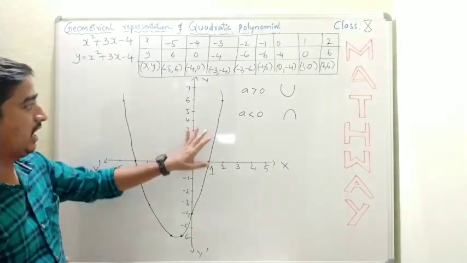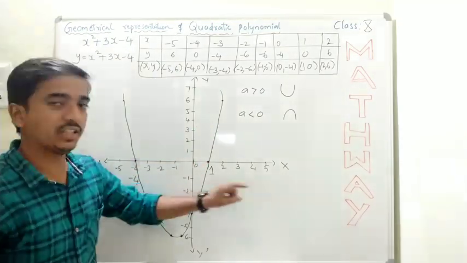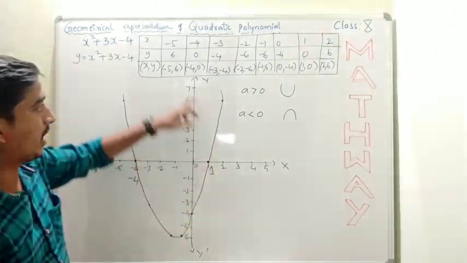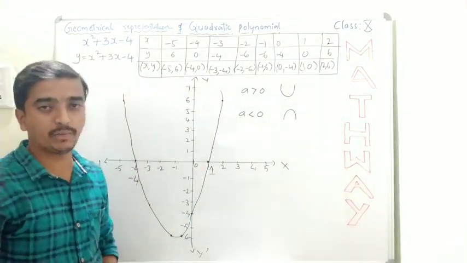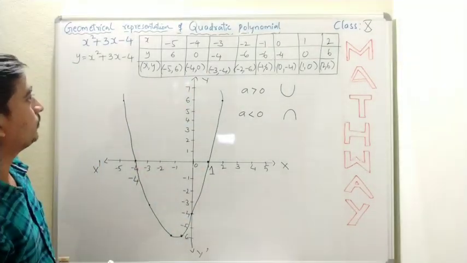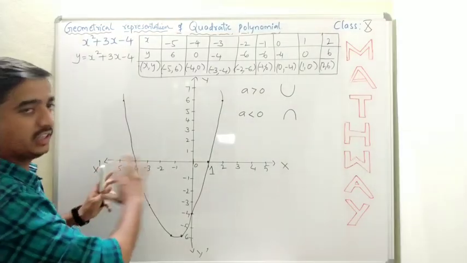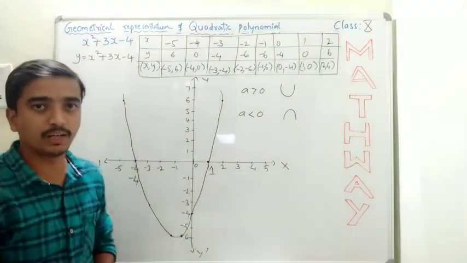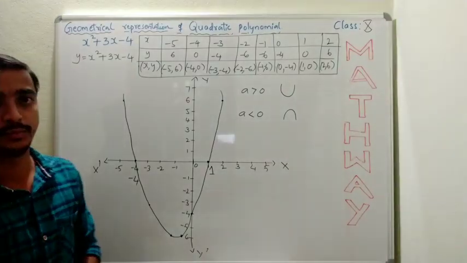Here the scale we have taken is, on the x-axis each centimeter as 1 unit, and on the y-axis also each centimeter as 1 unit. So in this way we can find the zeros of a quadratic polynomial by using the graph.